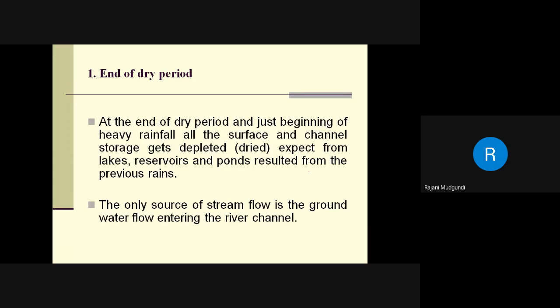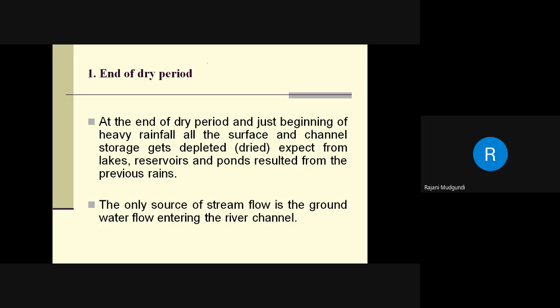So at the end of the dry period and just the beginning of the heavy rainfall, all the surface and channel storages get depleted. Those are dried because of the heavy summer or high temperatures, except for the lakes, rivers, reservoirs and ponds where some water may be available. The only source of stream flow is the groundwater flow which is entering into the channel.